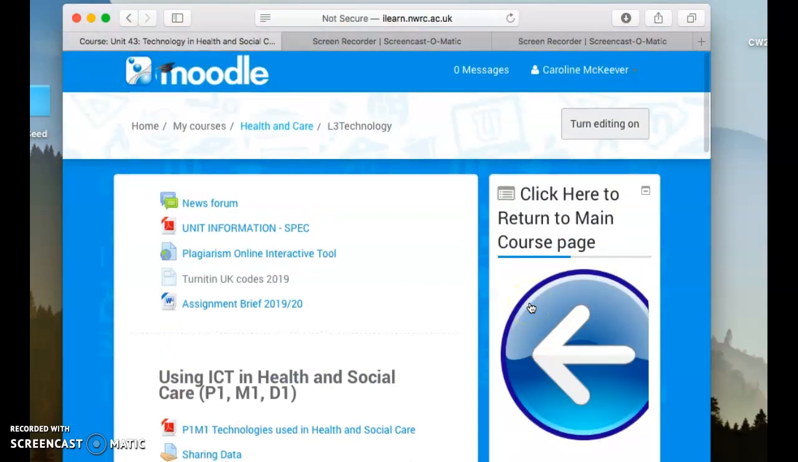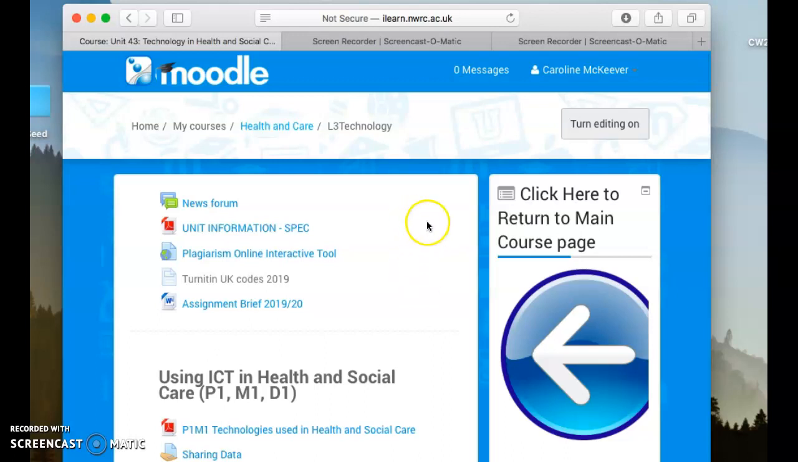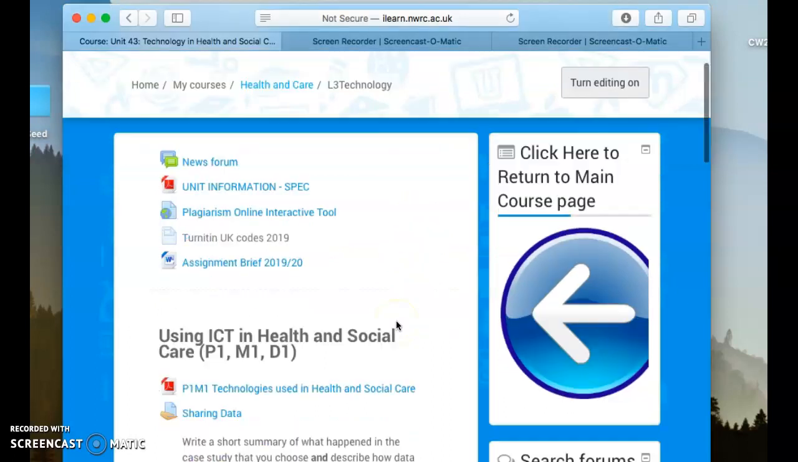Okay, so now I'm going to talk you through what is expected at M2. Now, I've sent you a new link to Moodle in this email. It's a dedicated site to technology. Some of my resources are located there.